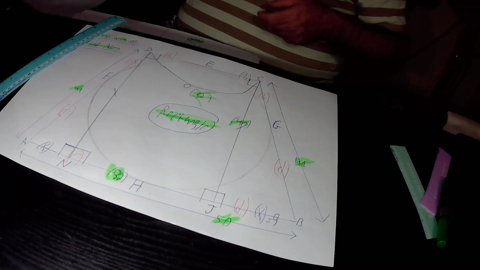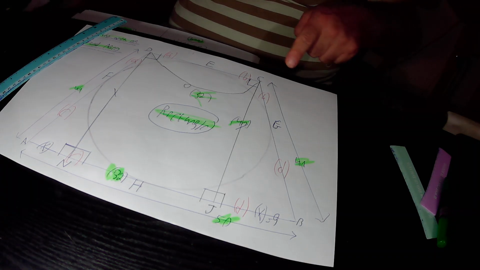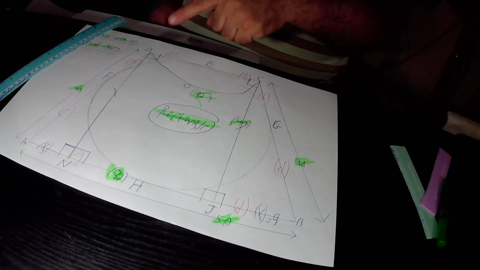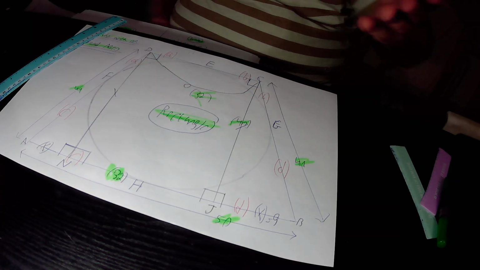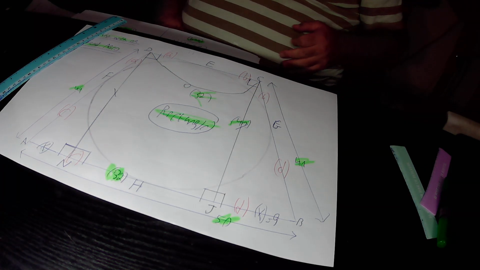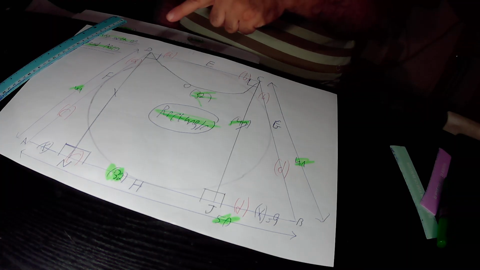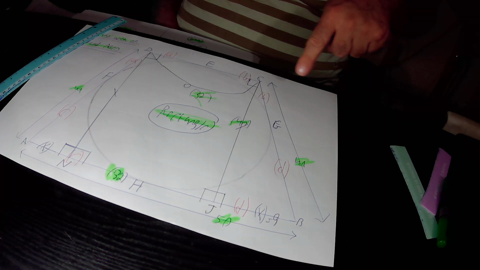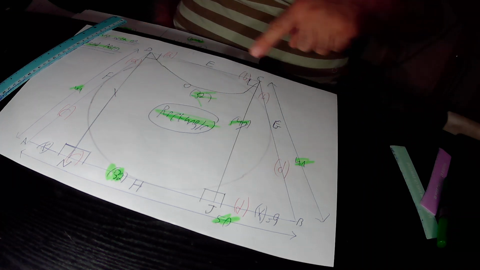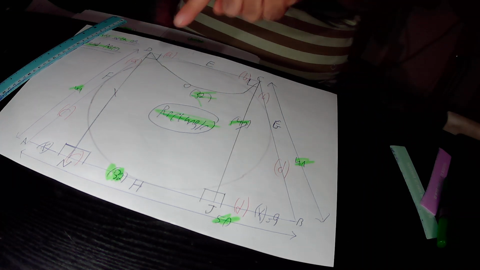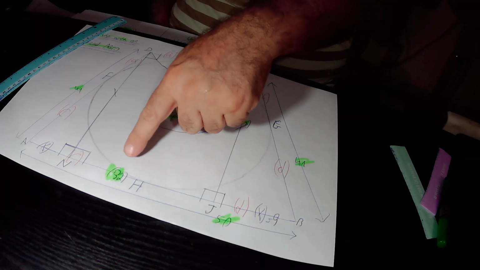So in quadrilateral DCJN, we have 4 right angles, 1, 2, 3, 4, and the whole quadrilateral DCJN is a rectangle. But we know that the opposite sides of a rectangle are equal to each other. So in rectangle DCJN, side DC must be equal to the opposite side JN. But DC is 32, therefore the opposite side JN must also be equal to 32 units in length.